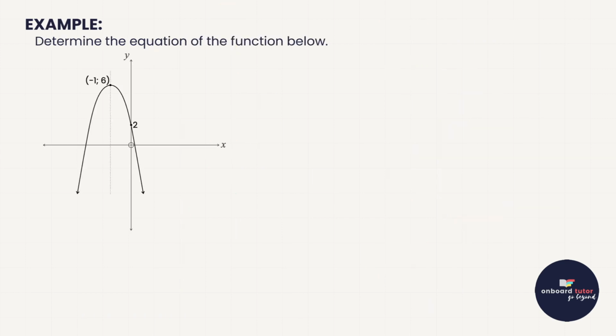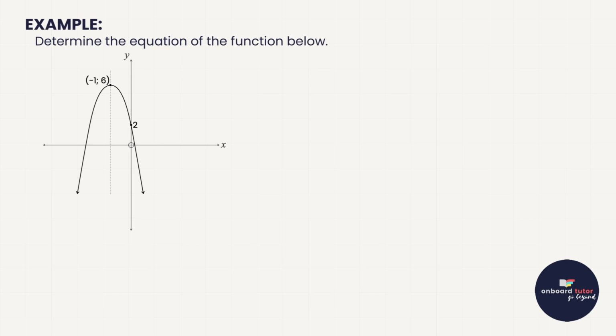Okay, it's good to know how to draw it. It's also good to know how to determine the equation if it is already drawn for us. So this here is a parabola. I can see it's a maximum value parabola, or just a sad face. Our a value is negative, but they are asking me here to determine the equation of the function below.